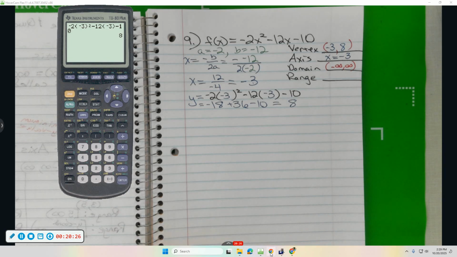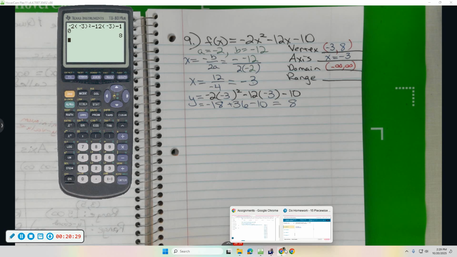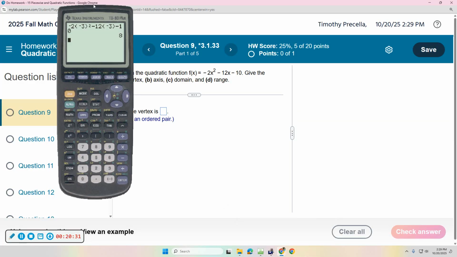Let's get started with the graph. Well, wait. We've got to do this first.